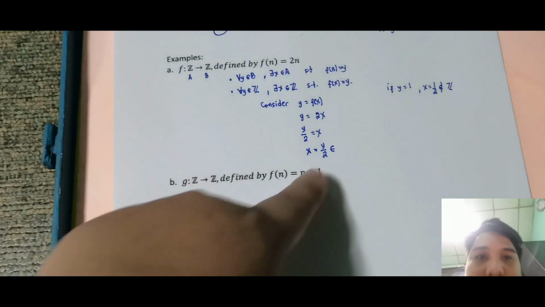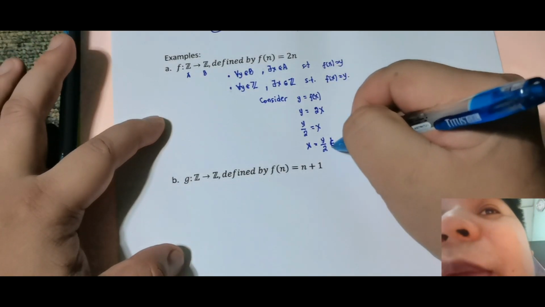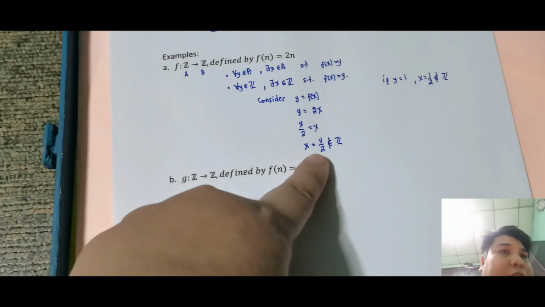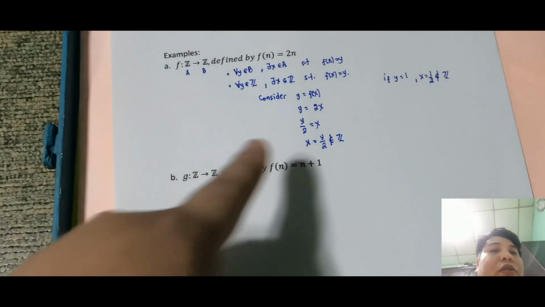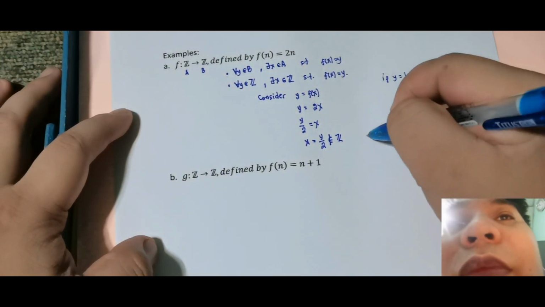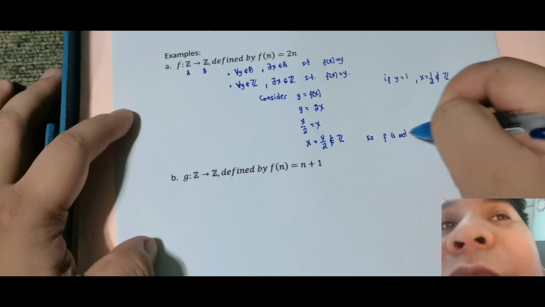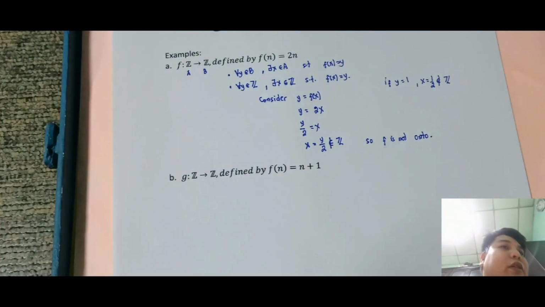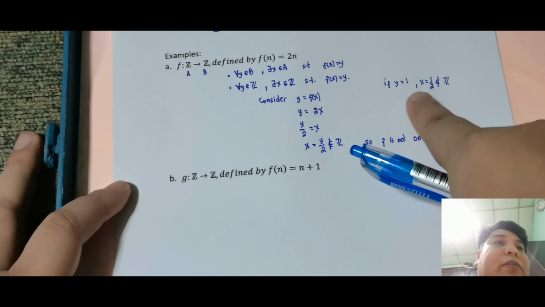Okay? Since x is a fraction, therefore, yung x is equal to y over 2 is not always an element of integers. Kaya ganyan yung ilalagay ni sir. Pag ginawa mong ganyan, ibig sabihin, hindi na sinatisfy yung condition. So, since hindi na-satisfy yung condition, f is not onto.